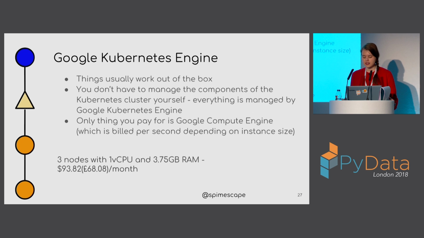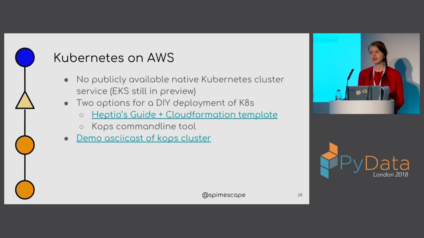So I did some pricing comparisons, and if you want to run a small demo of JupyterHub with 3 nodes and 1 virtual CPU and a bit of RAM, if you run it 24/7 for a month, the cost will be about £70. So then the next trial I did was Kubernetes and JupyterHub on AWS. So as mentioned before, they don't have a native Kubernetes solution, which definitely makes it a lot harder to get a fully functional deployment. I didn't try out Heptio's CloudFormation template, but I did make a cluster with kops.